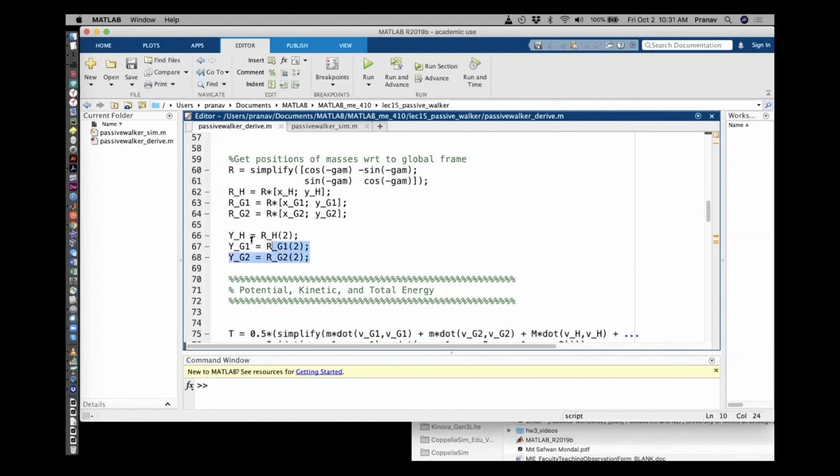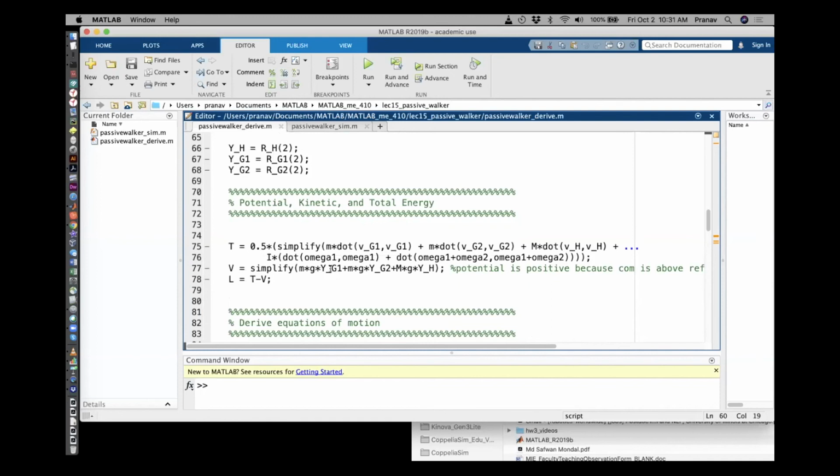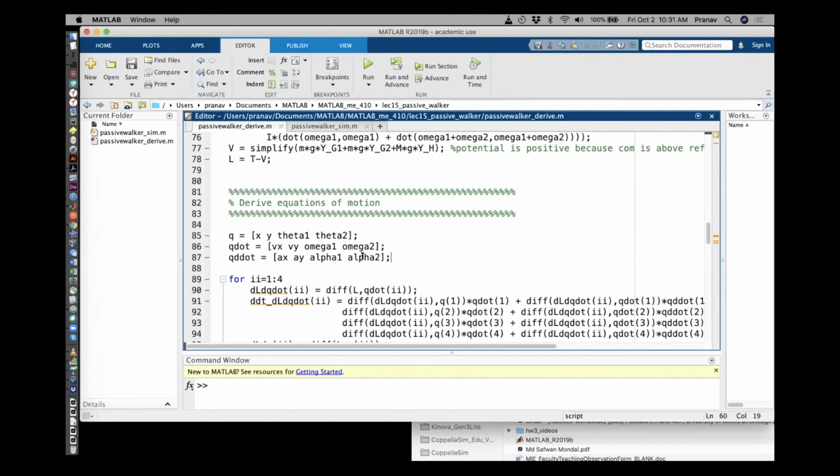We also need to find the positions of the center of mass with respect to the global frame. So this is with respect to the ground, right? And so I need to get the rotation matrix, which takes the ground frame to the frame attached to the ramp. The kinetic energy is exactly the same as the double pendulum. Once you get the energy T and V, you can get the Lagrangian, and the equations of motion come from Euler-Lagrange.